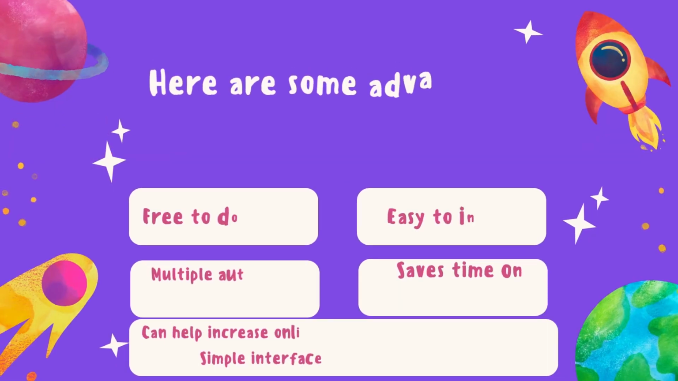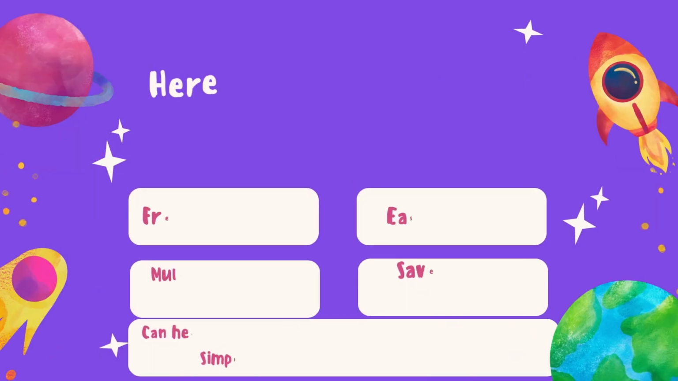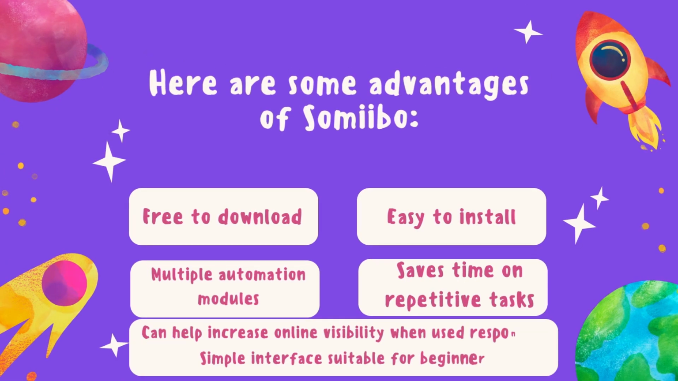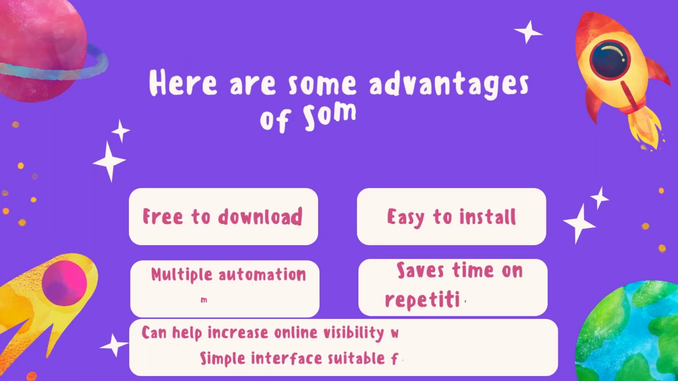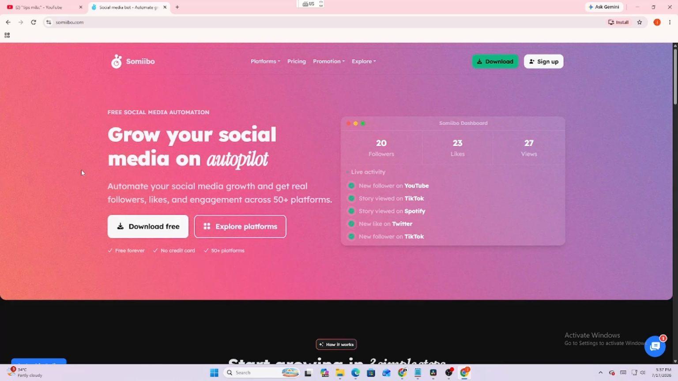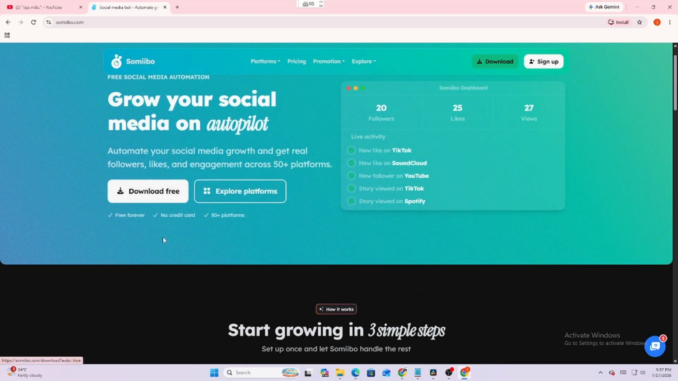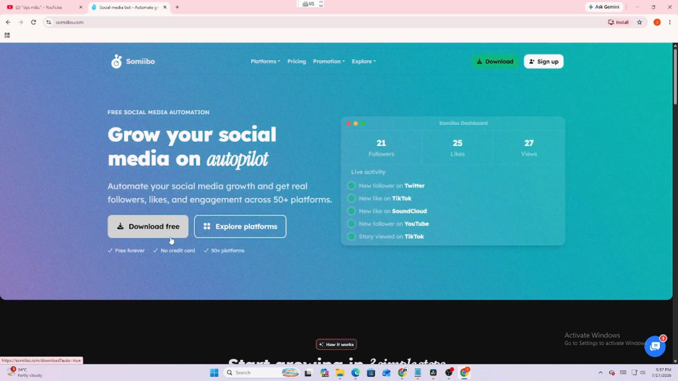Here are some advantages of Somiibo. Free to download, easy to install, multiple automation modules. Saves time on repetitive tasks, can help increase online visibility when used responsibly. Simple interface suitable for beginners. If you're promoting a blog, affiliate website, online store, or YouTube channel, tools like this can reduce manual work. But they are not a substitute for creating quality content.